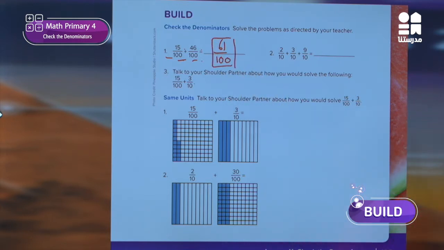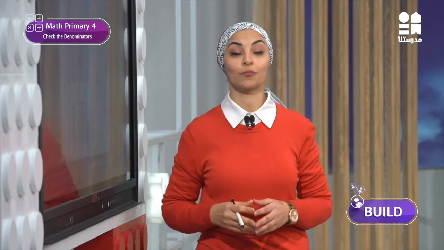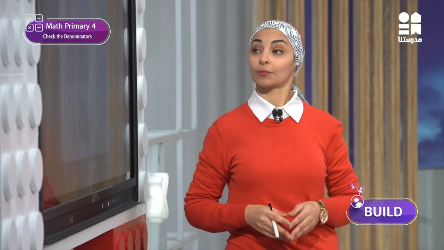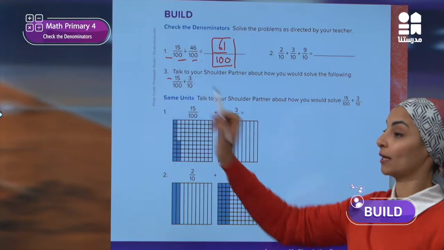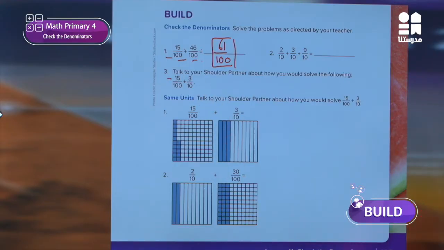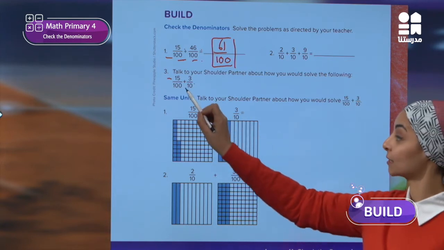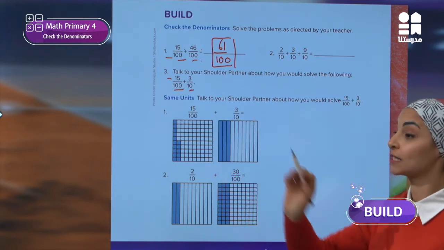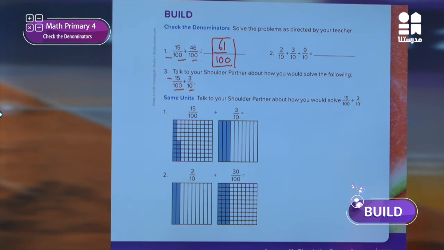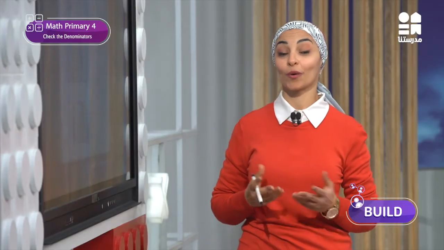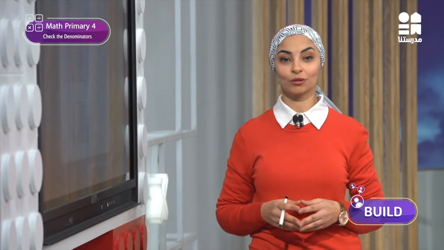In the same way بنفس الطريقة you can solve problem number 2. طيب تعالوا نشوف بقى problem number 3 بتقول لنا إيه. Problem number 3 we will find that إن الفراكشنز عندها different denominators. في denominator 100 وفي denominator 10. طب دلوقتي هحلها إزاي؟ قبل ما أقول لكم هنحلها إزاي I'll give you some time to think about a way for the solution and when we are back we will solve it all together.